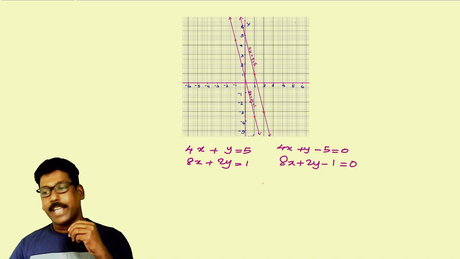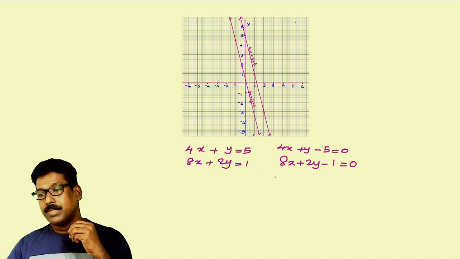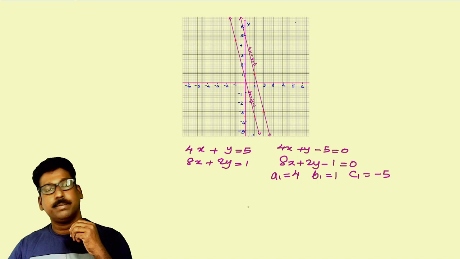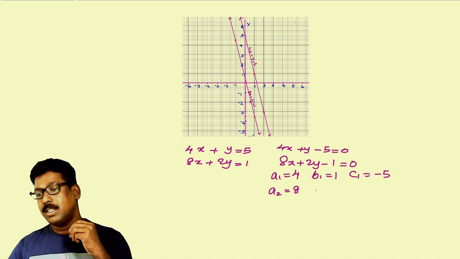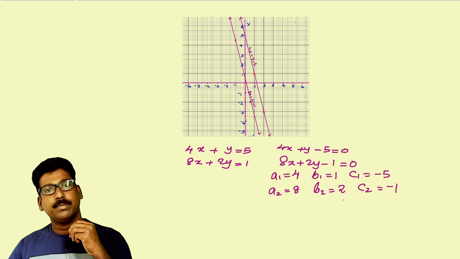Now let me take a1, b1, c1. a1 is equal to 4. b1 you can take as 1. c1 you can take as negative 5. Similarly, a2 you can take as 8, b2 you can take as 2, and c2 you can take as negative 1.